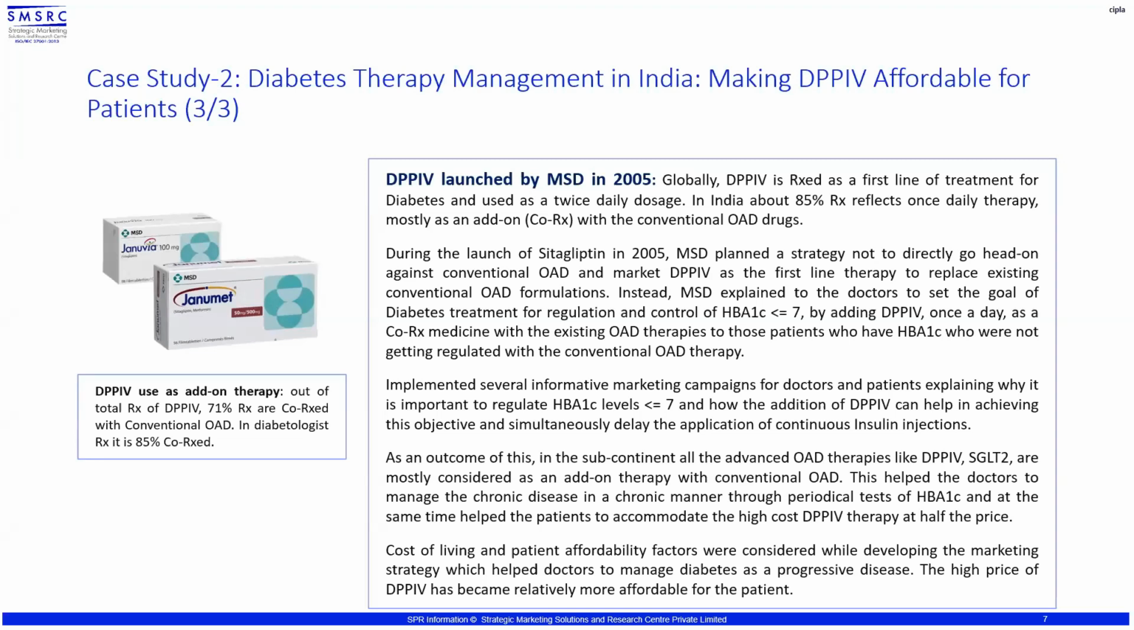Both worked, and therefore the diabetologists started, followed by the other segments like consulting physicians, cardiologists, GPs. Today, we know the story. DPP-4 is one of the largest markets in our country.